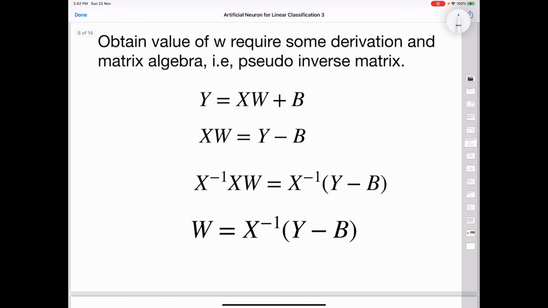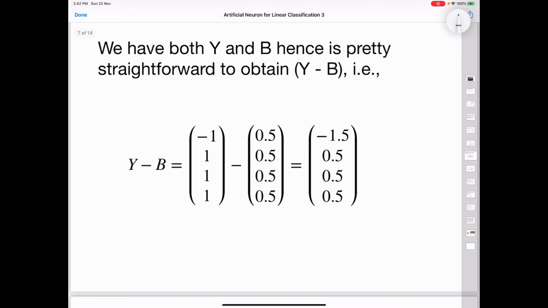To get W, it requires some simple matrix algebra. We know Y equals XW plus B. By the matrix derivation, we know W is X inverse times Y minus B. Now we have Y and B, no problem. Again, finding Y minus B is straightforward.